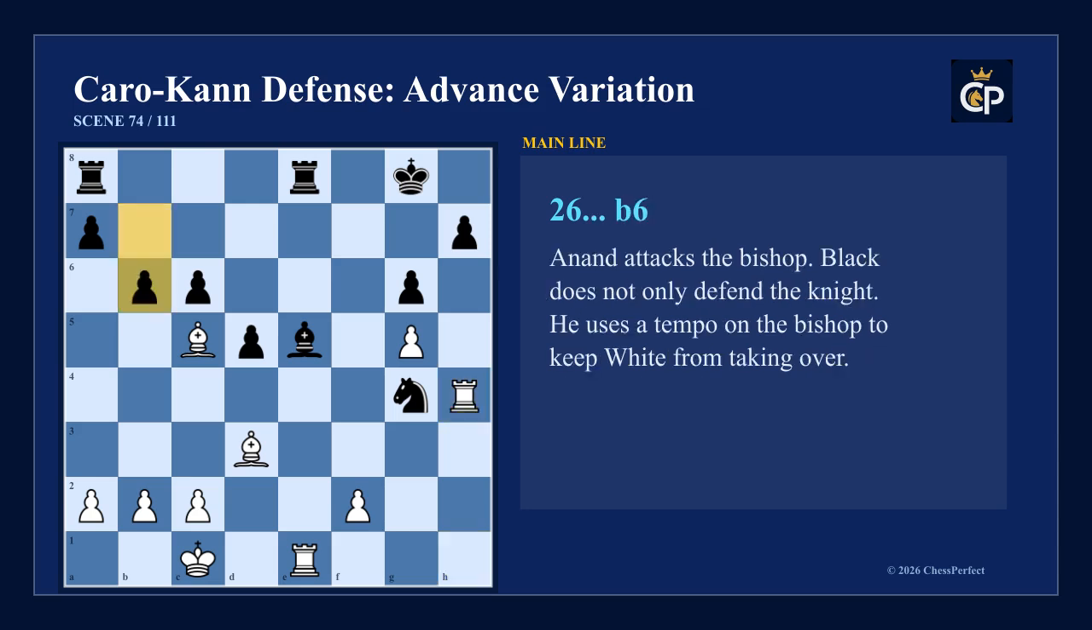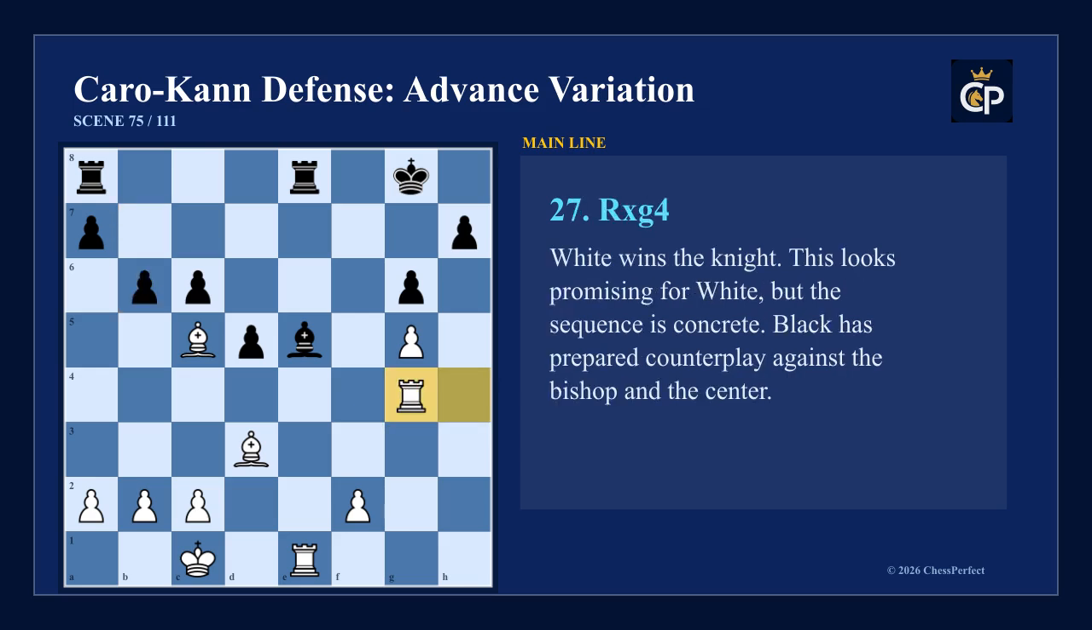b6. Anand attacks the bishop. Black does not only defend the knight. He uses a tempo on the bishop to keep white from taking over. Rook takes g4. White wins the knight. This looks promising for white, but the sequence is concrete. Black has prepared counterplay against the bishop and the center.